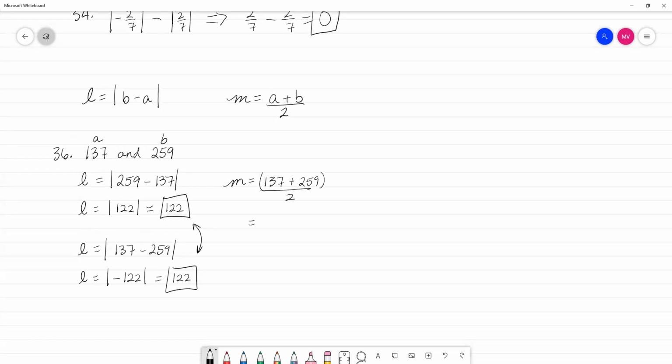So 137 plus 259 gives us 396, divided by 2. 2 goes into 3 one time with 1 left over. So 2 goes into 19 9 times with 1 left over. And then 2 goes into 16 8 times. So your midpoint is 198.